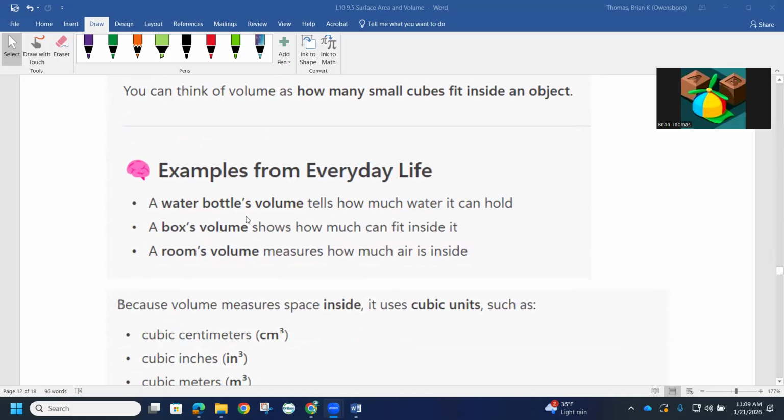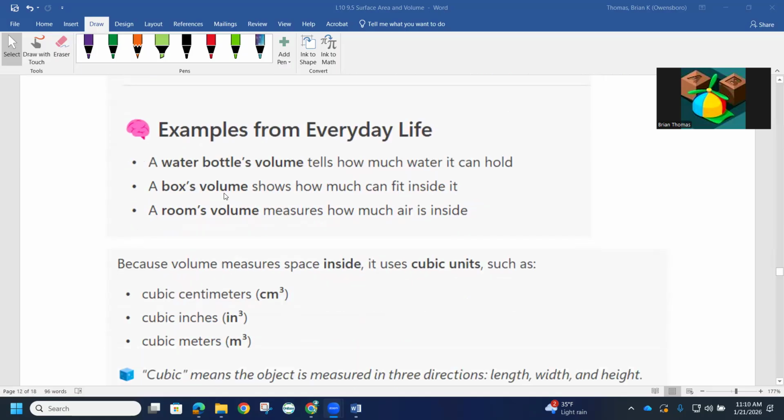Now, with volume, we also have a water bottle, but a lot of times a water bottle's volume is measured in milliliters. A milliliter is actually the same thing as a cubic centimeter, so we have some conversions we could do later. A box's volume is what we're going to get into more. Again, a box's volume is how much you can put inside of it, how much cubic space it has. Or a room's volume, in other words how much air is inside a room, would be measured in cubic units.